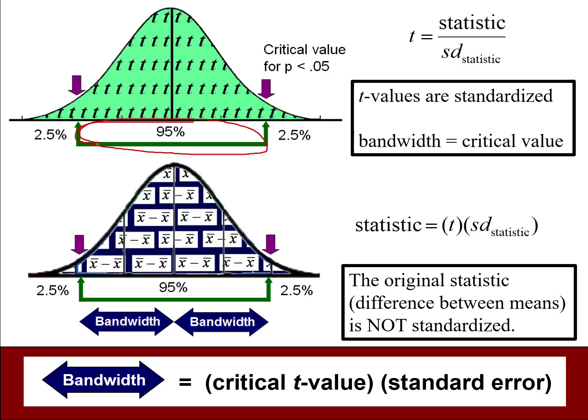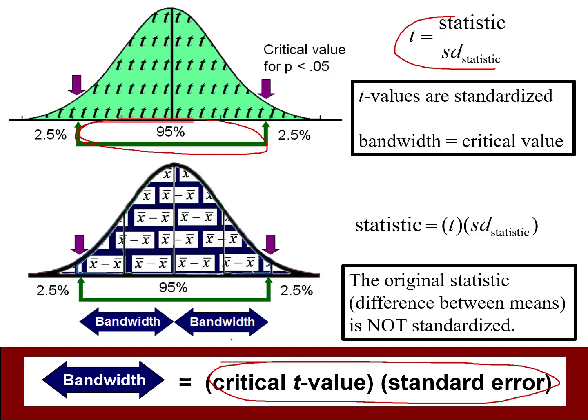Now, note that when we calculate a t-value, we divide a statistic by its standard error, and that is what standardizes the scale. So, if dividing by a standard error will standardize our scale, then multiplying by a standard error will unstandardize it. So if I take that critical value and multiply it by a standard error, it will give me the bandwidth for that actual statistic using the original units of my statistic. So that's what we're going to do.